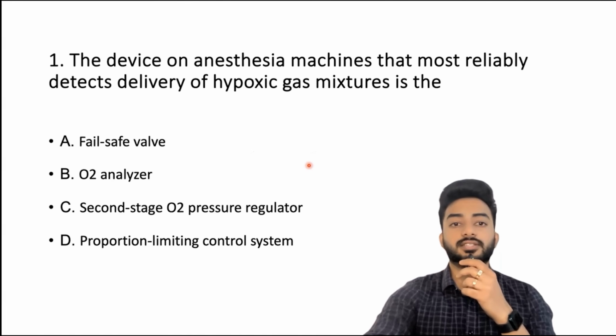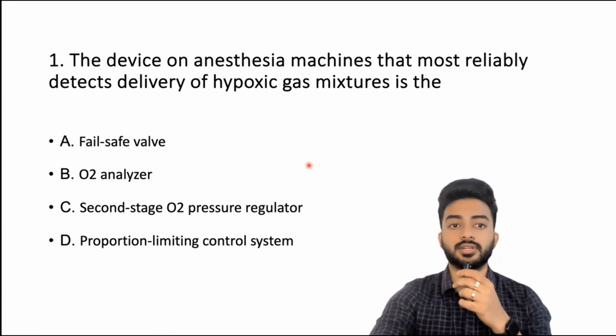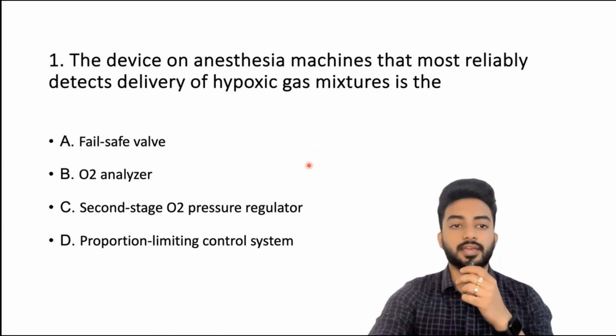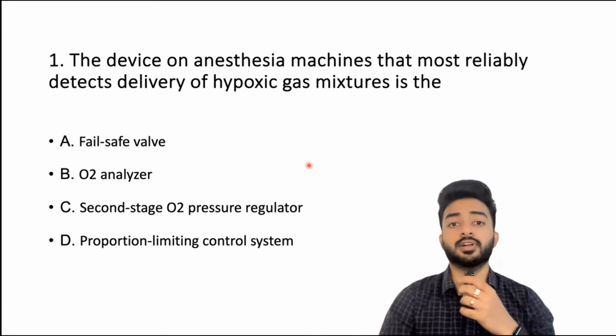First question. The device on anesthesia machine that most reliably detects the delivery of hypoxic gas mixture is dash. A. Fail-safe valve. B. O2 analyzer. C. Second stage O2 pressure regulator. D. Proportion limiting control system.